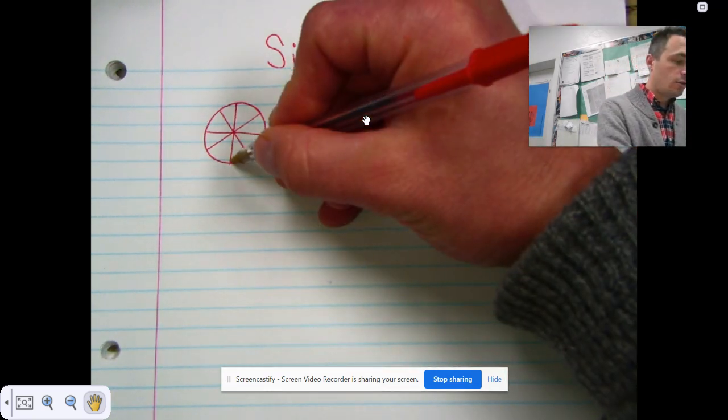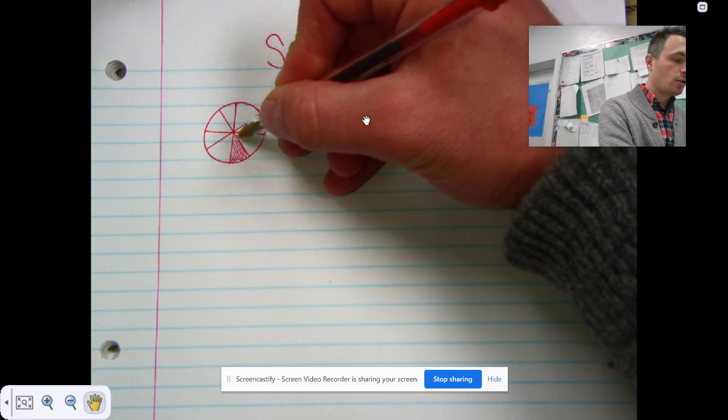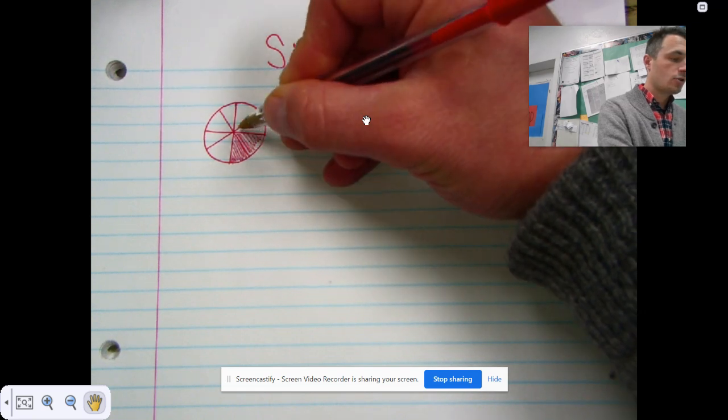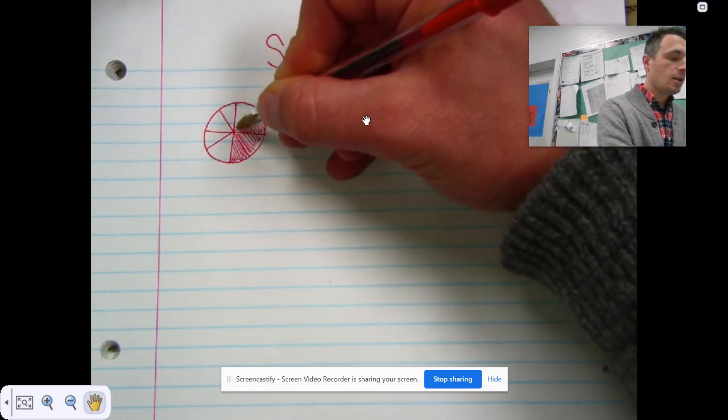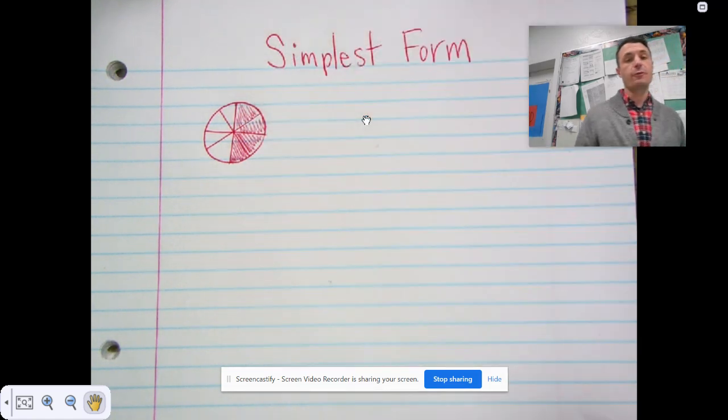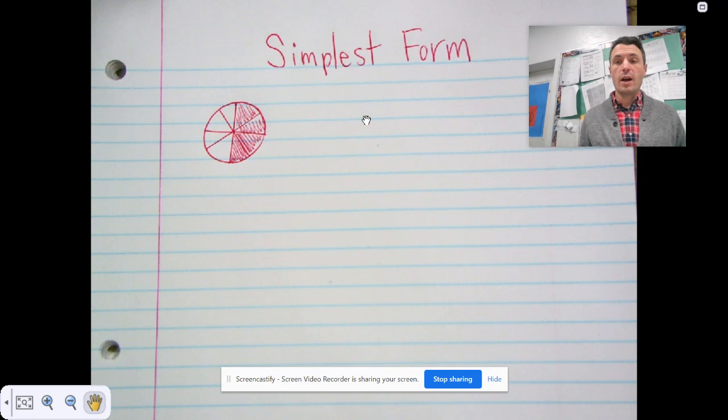So by yourself, you eat this slice. Then you're still hungry, so you eat this slice next. You're still hungry, so you eat this slice. You're still hungry, so you eat this slice. After that, you're full. And then you want to know what fraction of the pizza do I have left?